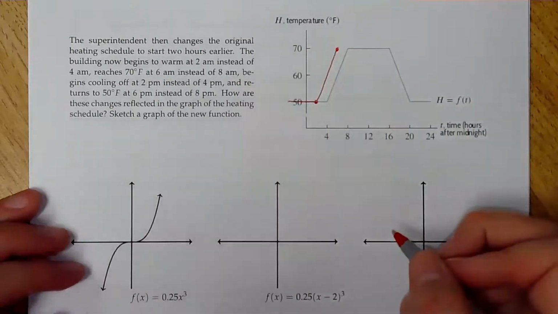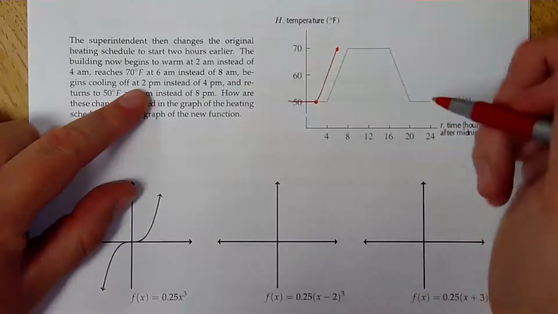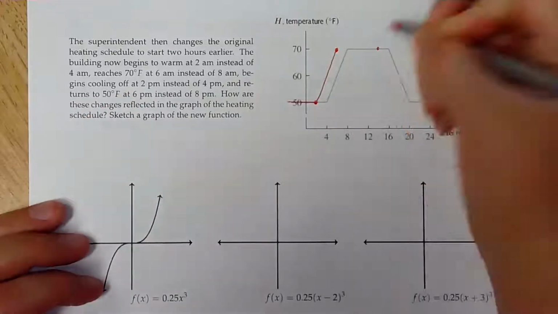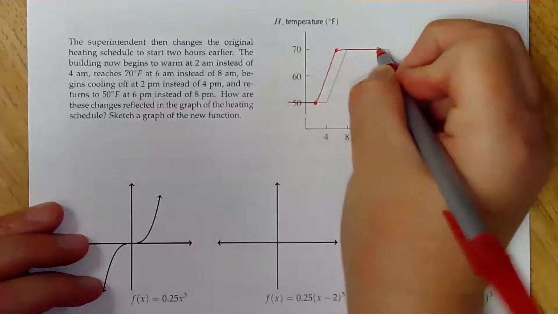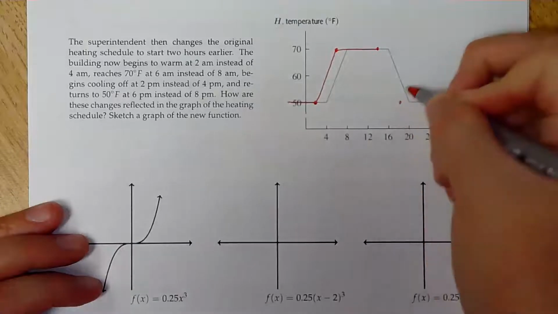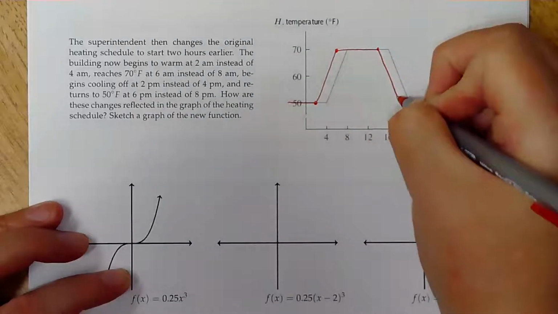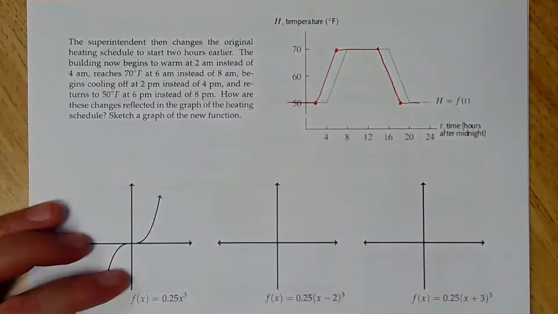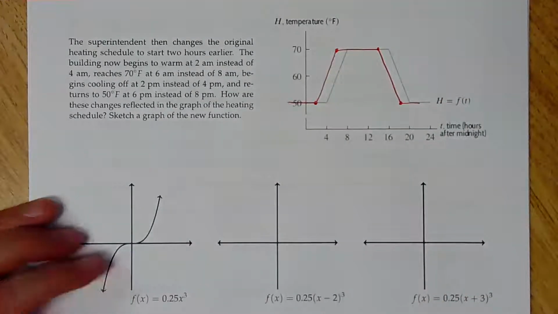Okay, and then it says by 2 p.m. we're going to start cooling off. So 2 p.m. is 1400 hours. Goes here. And then it said by 6 p.m. we'll be back down to that 50 degrees. All right, so that is going to look like this. All right, so we've moved that graph over.